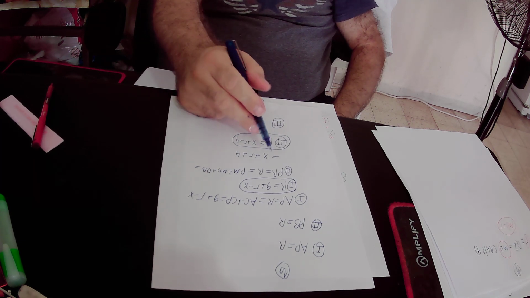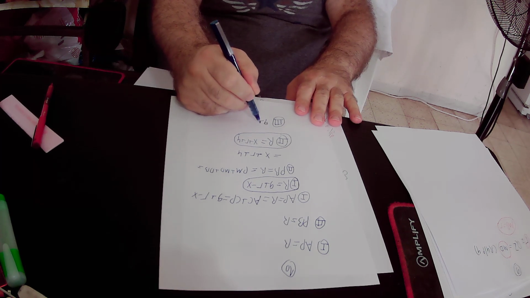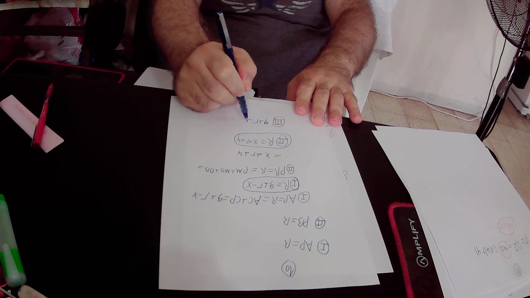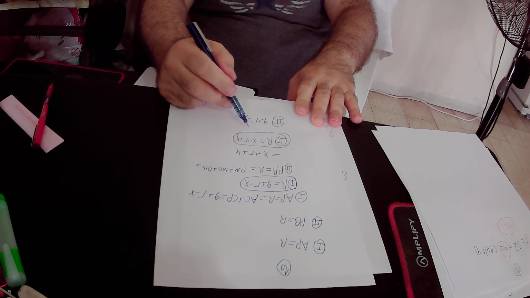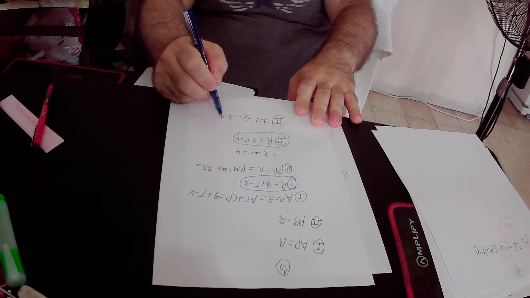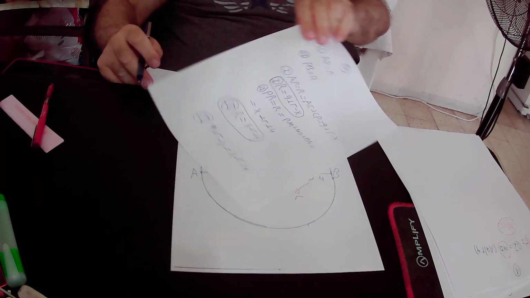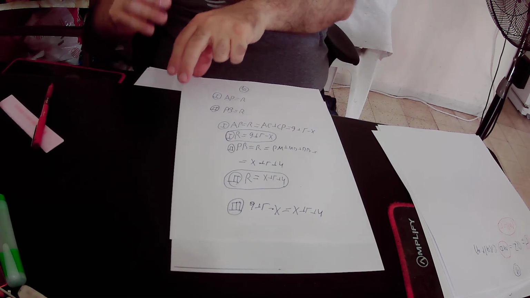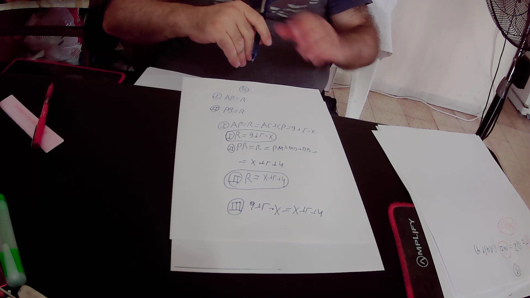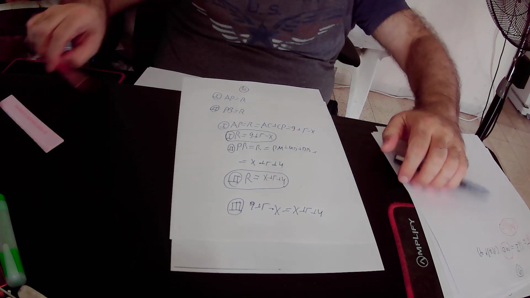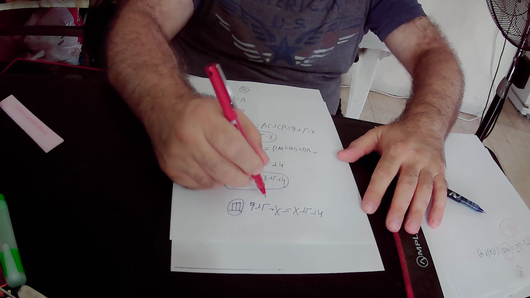So capital R according to equation number 1 is 9 plus small r minus x, equals capital R according to equation number 2, that is x plus small r plus 4. Again, equation number 3 states that capital R according to equation number 1 equals capital R according to equation number 2. Here we have R on this side of the equation and R on the other side, so we can cancel R.